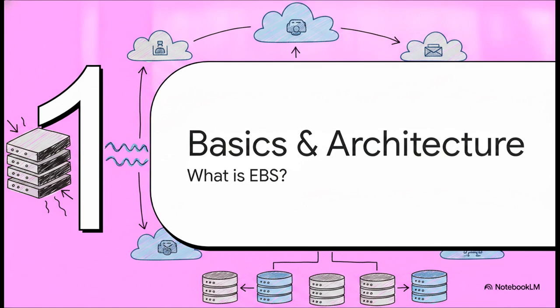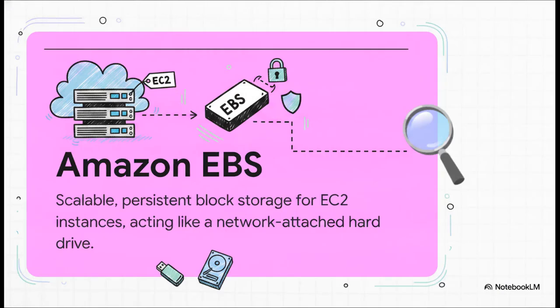All right, let's kick things off with Section 1, Basics and Architecture. Simply put, EBS is essentially a plug-and-play network-attached drive for your virtual computer. Think of it like plugging a USB flash drive or an external hard drive into your laptop. Even if your EC2 instance gets stopped or completely terminated, the data on your EBS volume doesn't go anywhere. It stays completely safe and sound.